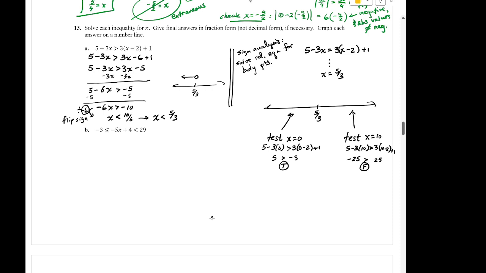So now we know this region's covered. And for the dot that goes there, if you go back to the original, it was greater than, but not equal to. There's no equals there. So that's got to be an open dot.